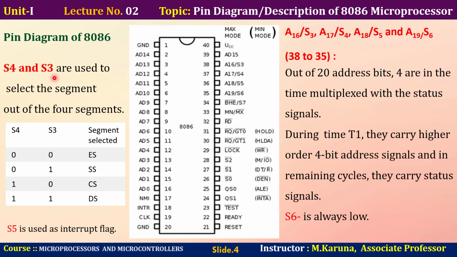Coming to S3 and S4, these are used to select the segment out of 4 segments. Later in classes we will discuss memory segmentation. The memory is divided into 4 segments: extra segment, stack segment, code segment, data segment. Whenever these two bits S3 and S4 are 0, 0, the extra segment will be selected. 0, 1 stack segment, 1, 0 code segment, 1, 1 data segment will be selected.